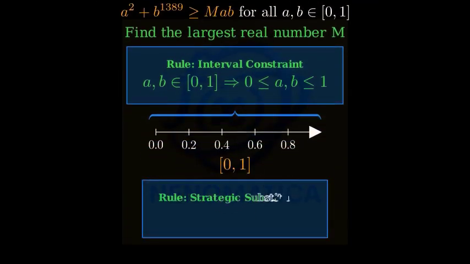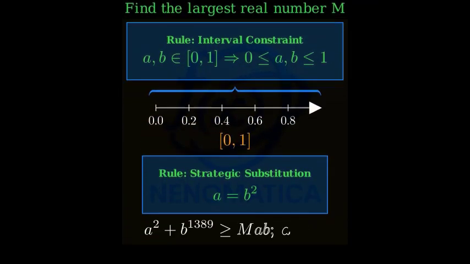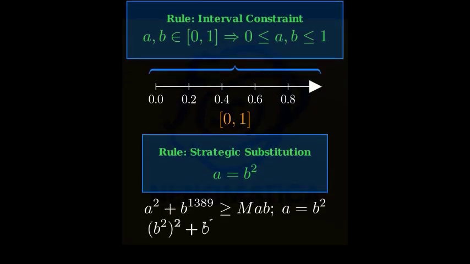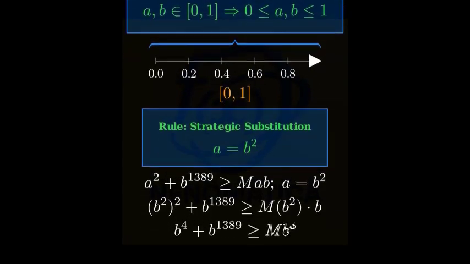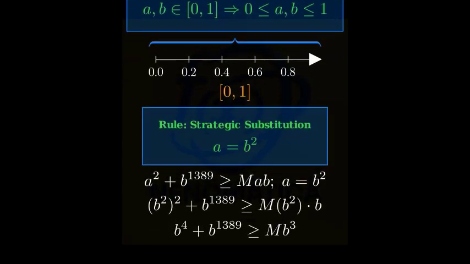This is a strategic choice to help us simplify and analyze the problem. Let's substitute a equals b squared into our original inequality. This gives us b to the power of 4 plus b to the power of 1389 is greater than or equal to m times b squared times b, which simplifies to m times b cubed.